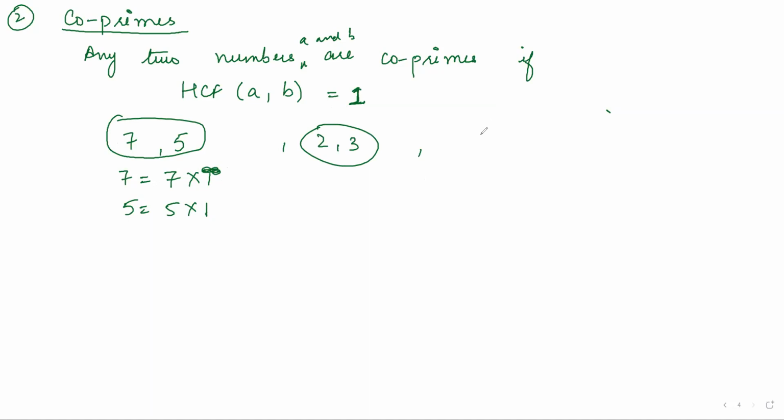What else? Can you give me one example, Sarah? Another example. 8 and 6. No, Sarah. See, 8 can be written as 2 into 2 into 2, right? 6 can be written as 2 into 3. So 2 is a common factor, isn't it?